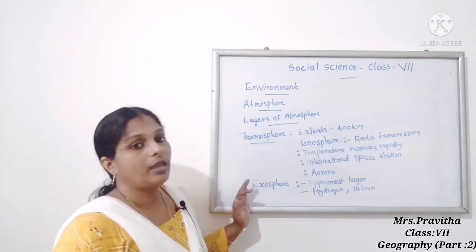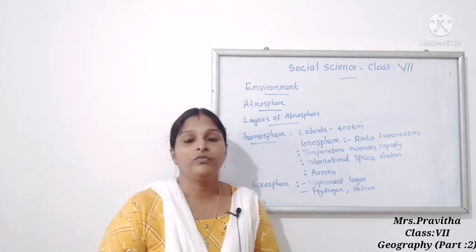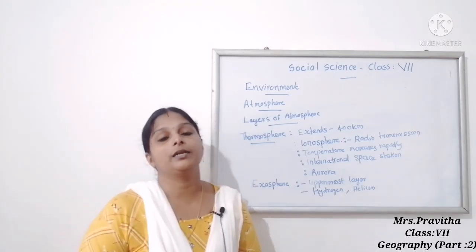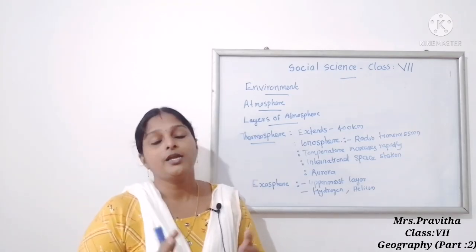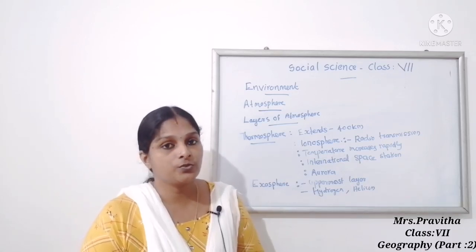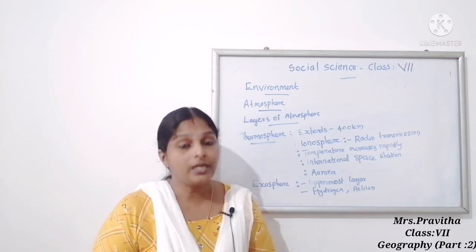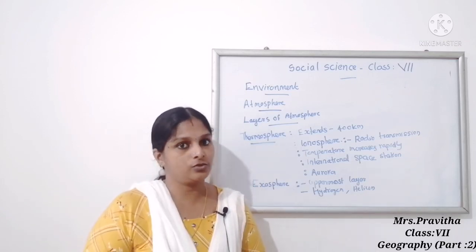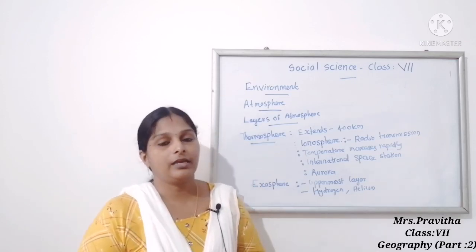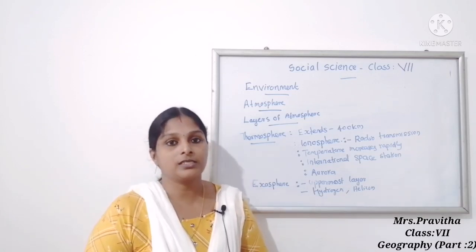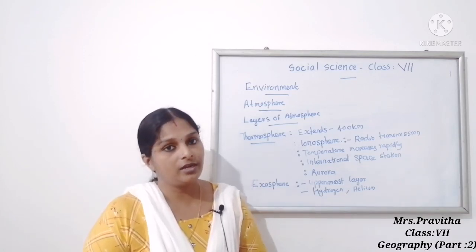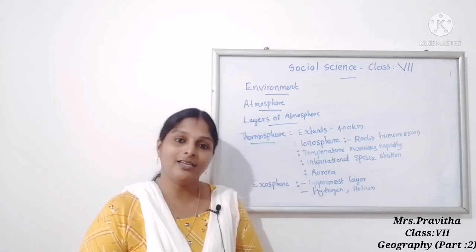So these are the main layers of the atmosphere. So we mainly studied the important layers of the atmosphere. Which are the main layers? Troposphere, stratosphere, mesosphere, thermosphere, exosphere. So these are the main layers. I think today's topic is clear to you. If you have any doubt, ask me. We will meet in the next class.